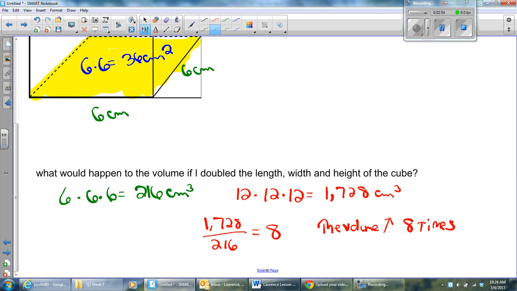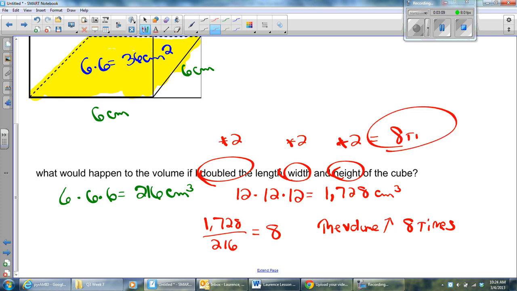Now there's an easier way to do it. You could have said, well, I'm doubling the length, that means times 2. I'm doubling the width, that's times 2. And I doubled the height, that's times 2. And 2 times 2 times 2 equals 8. I like this way better because it's 8 times larger. It's a little bit less work and it shows I understand it. But either way is acceptable. If you have another way that's acceptable, that's fine. But you can't be stubborn and say, well, I like my way better, if your way doesn't produce the right answer.